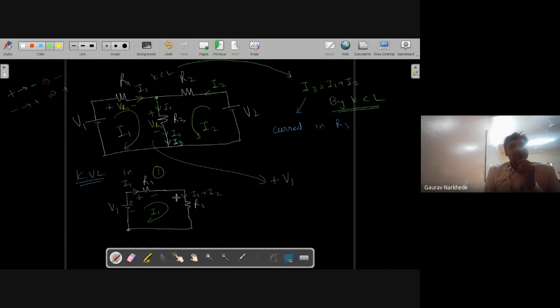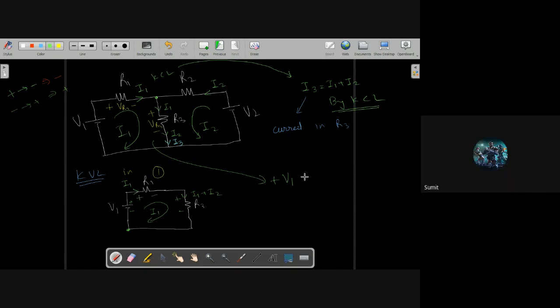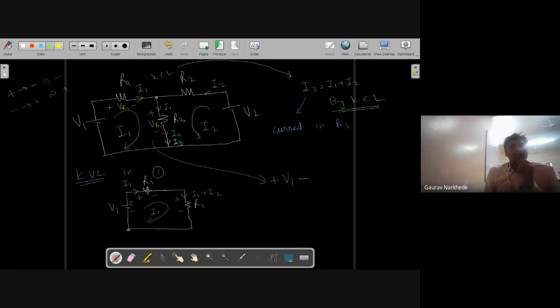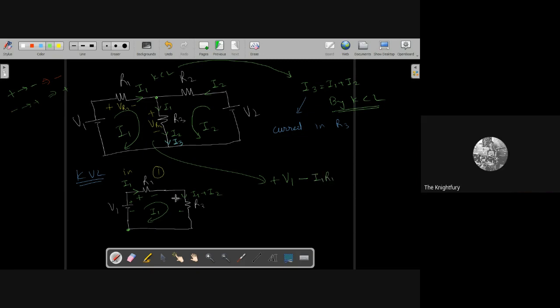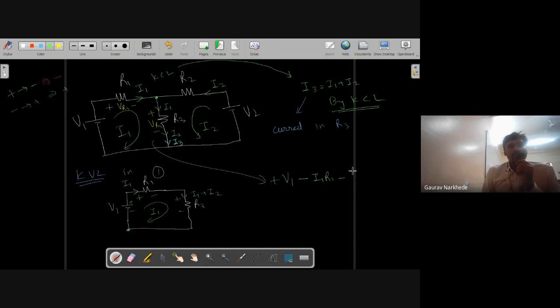Then I will assume the polarity of the voltage drop. How to assume it? The terminal which the current hits first, I assume as plus, and the terminal from which it leaves, minus. This is only for the resistor. So plus to minus, so minus. What is the voltage drop across R1? I1 into R1. Again plus to minus. What is the current flowing in R3? I1 plus I2, into R3, is equal to 0.